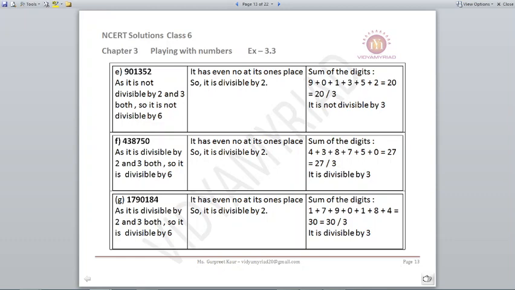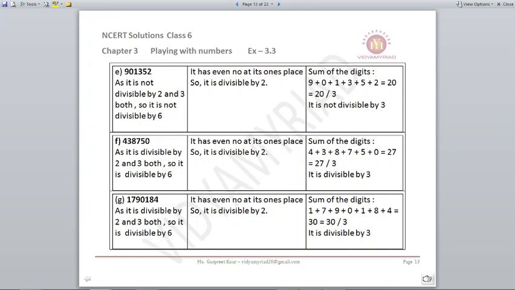Next is 438750. 0 is an even number, so it is divisible by 2. Sum of all the digits is coming as 27. It means it is divisible by 3 also. So both the cases yes is there, so we will say that it is divisible by 6.